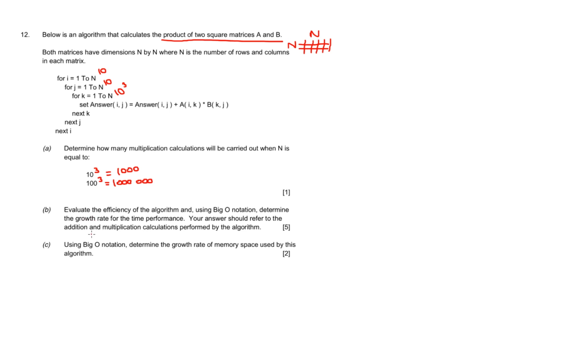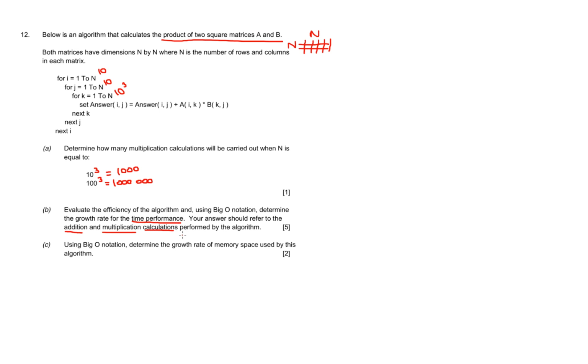So the next part of this question says evaluate the efficiency of the algorithm and using big O notation determine the growth rate for time performance. Your answer should refer to the addition and the multiplication calculations performed by this algorithm. So that will get you 5 marks. Now, time performance is very different to the memory space used by the algorithm. So bear that in mind as we do this question.